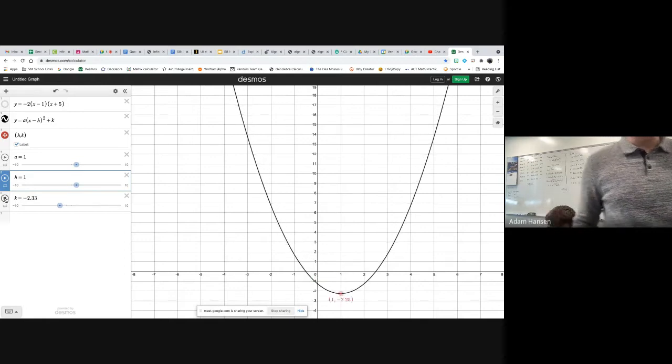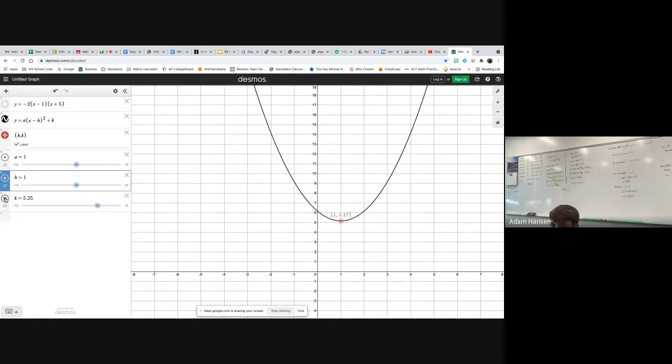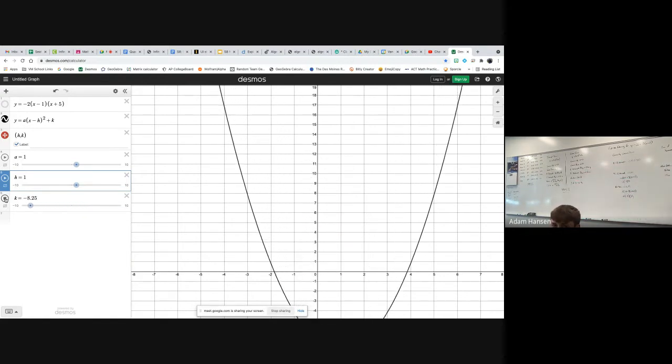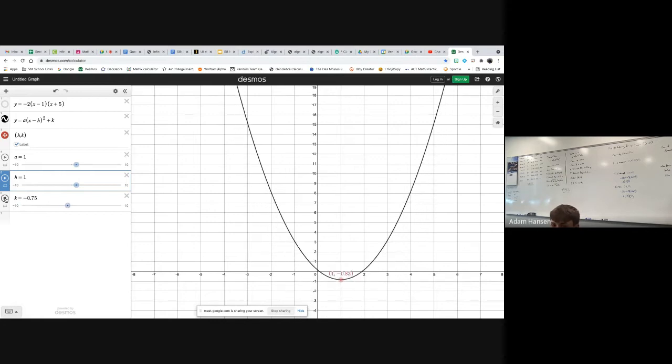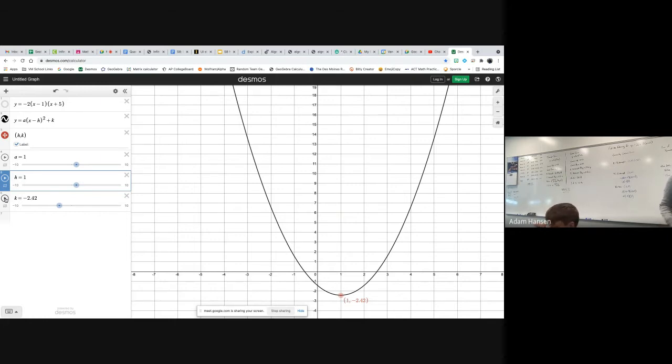How about the k value? I'm going to let my k value vary now. How is the parabola changing here? It shifts it up or down. How far up or down to plot the vertex? Where's the y-coordinate of the vertex located? I paused it. What's the new y-coordinate for our vertex of the parabola now? Negative 2.42, because didn't I pause the k-slider at a value of negative 2.42? As you can see right here.